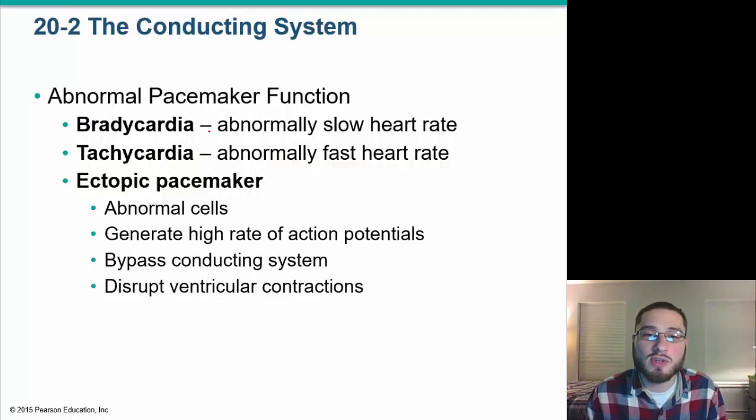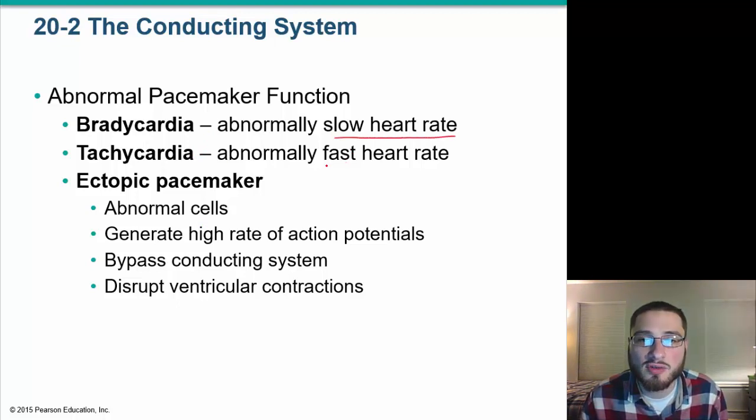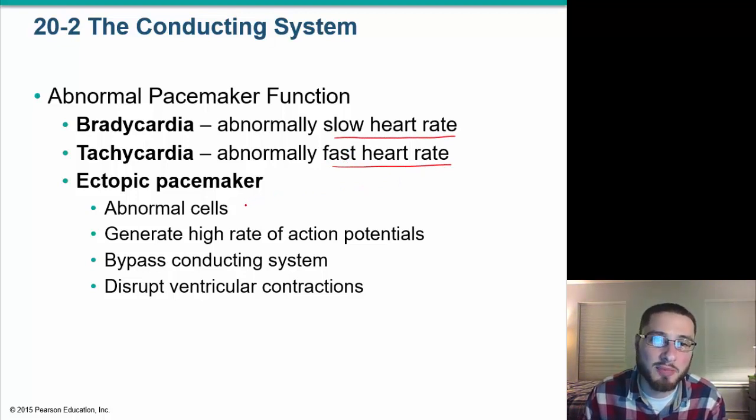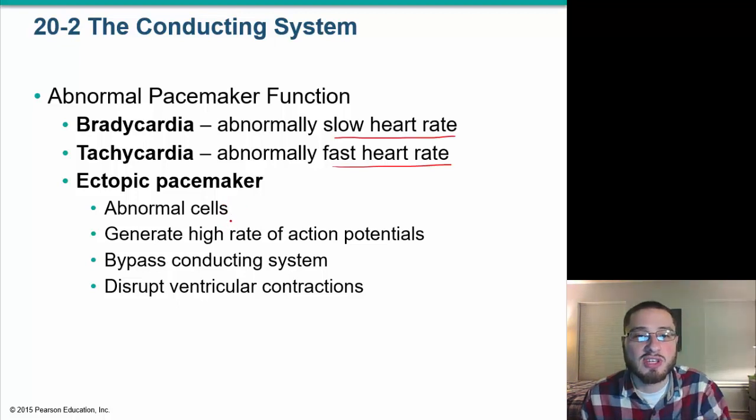There are different terms that we use, where we have bradycardia, which is a slow heart rate, tachycardia, which is a fast heart rate, and we have an ectopic pacemaker, which is abnormal cells, and they generate a high rate of action potentials.